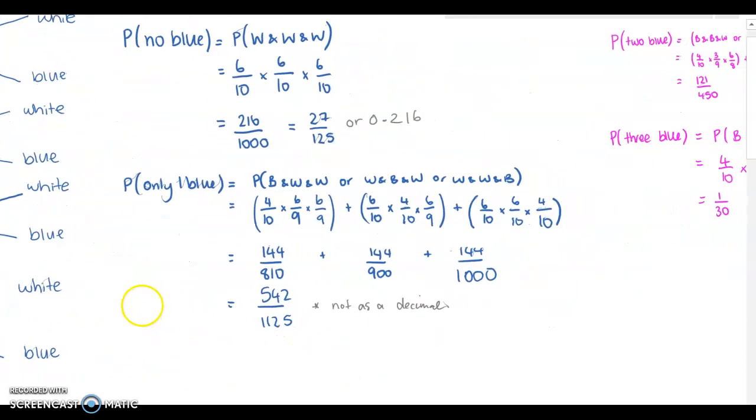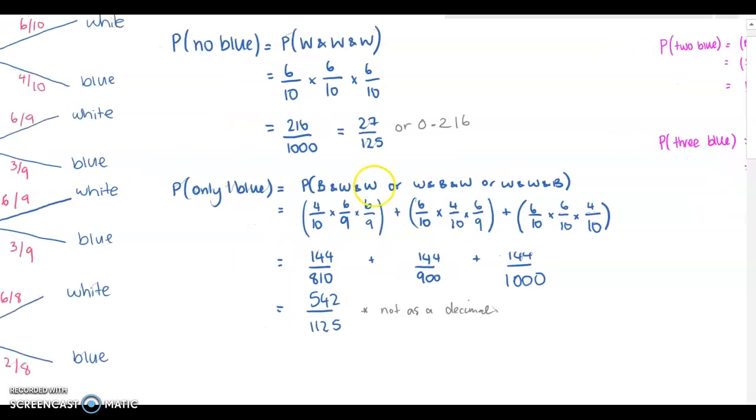So as you can see in brackets here, I've multiplied along my branches, and in between them, where we've moved down to another occurrence, we've added them together. So if we do all that, we end up on a calculator with 542 over 1125. I've written not to put that as a decimal because it is a recurring decimal that does not stop. So we want to leave that as a fraction if we can. Okay, 2 more to go.